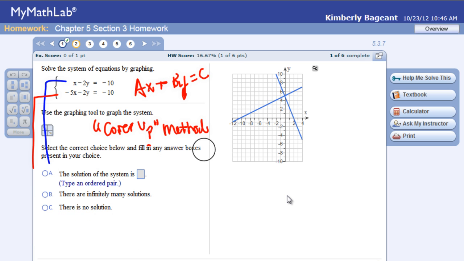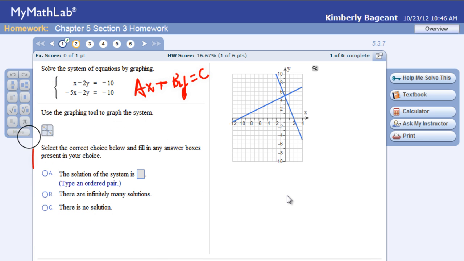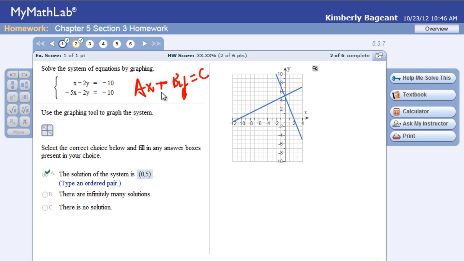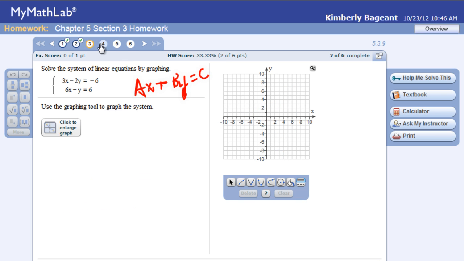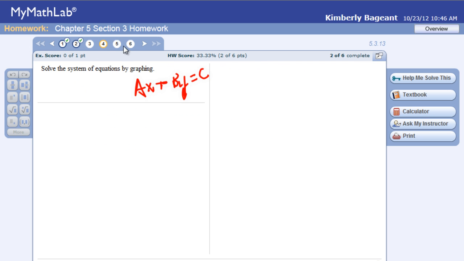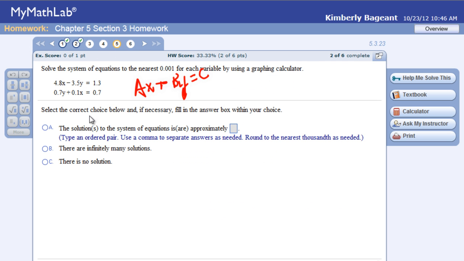And then the second part of the answer, we need to type in our answer here. And that's it. Okay, so here, if you want to use a graphing calculator, this is number 5.